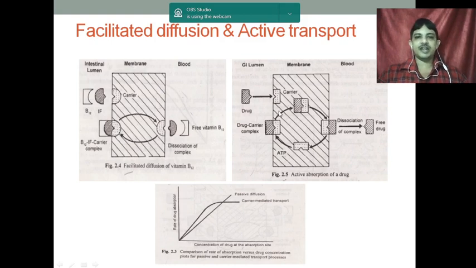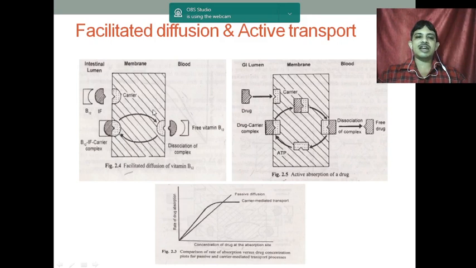Now what is the difference? It is the concentration gradient. Facilitated diffusion goes from higher concentration to lower concentration, but active transport goes from lower concentration to higher concentration. Facilitated diffusion is a type of downhill transport, but active transport is the uphill transport process.